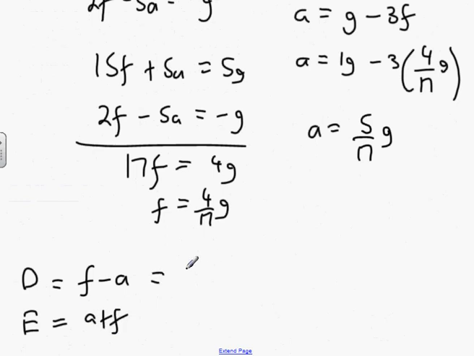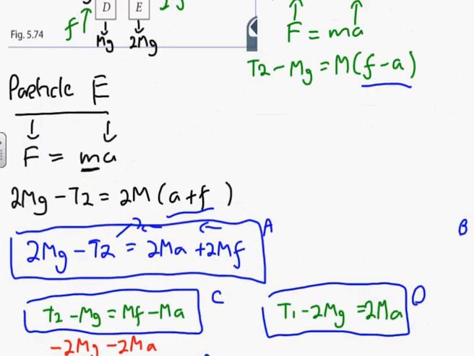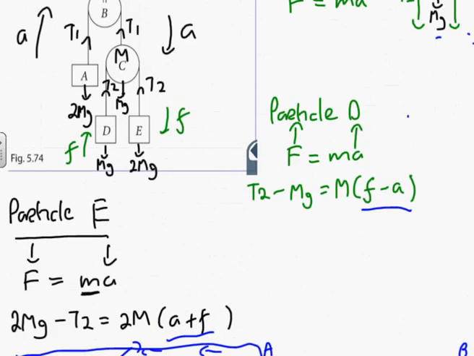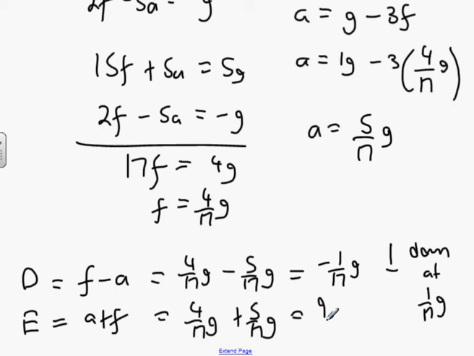So here we go. It's going to be 4 out of 17G minus 5 out of 17G. What does that mean about particle D? Yeah, but it's still okay. You don't have to fix it. So we argued, what way did we argue D was going at the very top? We argued that it was going up, but because we got a negative answer, it means it's actually going down at 1/17 G. And finally A plus F, there's only one way this is going. 9/17 G.